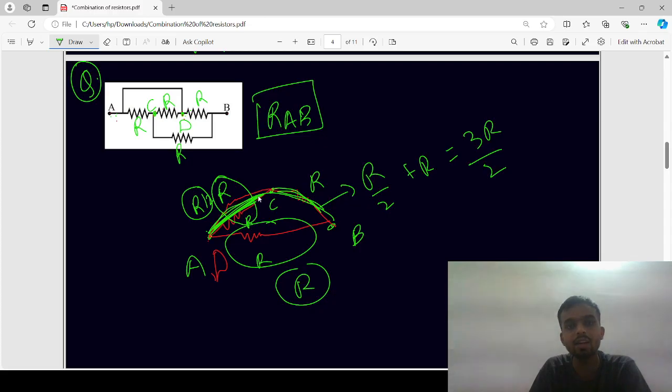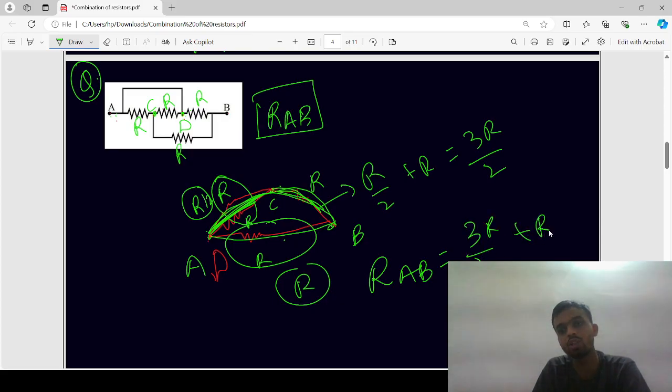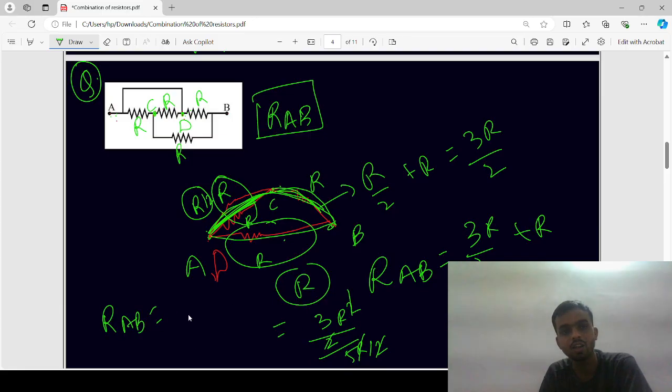Now this entire combination of resistors is in parallel with this resistor. So what will be the R equivalent or RAB? That will be nothing but R1 into R2 divided by R1 plus R2. So R1 is 3R by 2 into R2 is R divided by 3R by 2 plus R. So it will be nothing but 3R square by 2, and it is 3R plus 2R, 5R. So 5R divided by 2. So 2 and 2 will be cancelled out. From here we will get RAB, R and 1R will be cancelled out, and this will be 3R by 5.